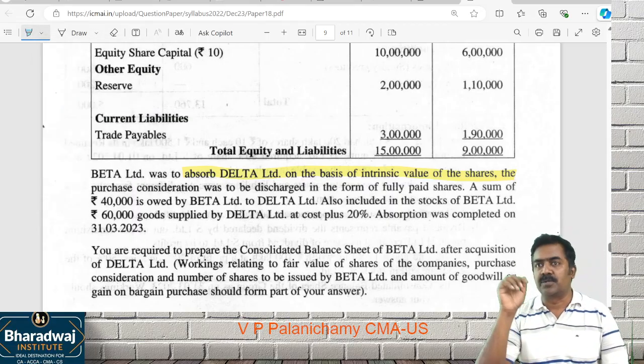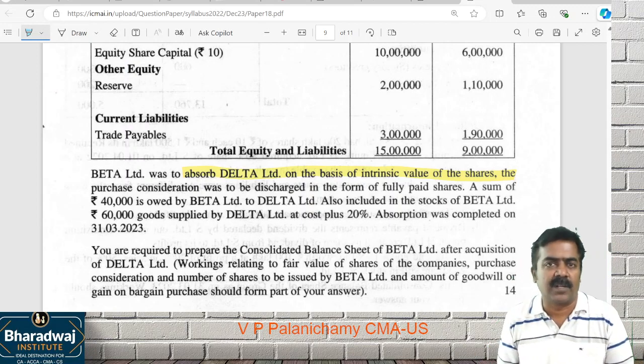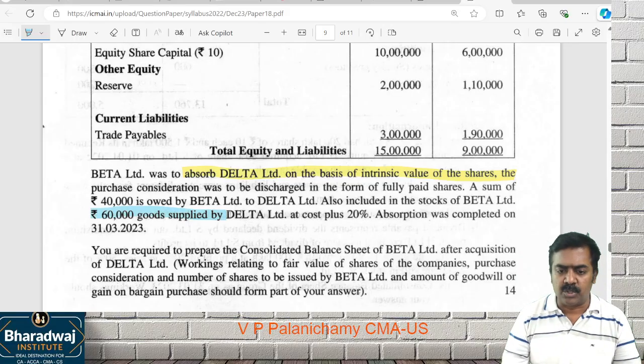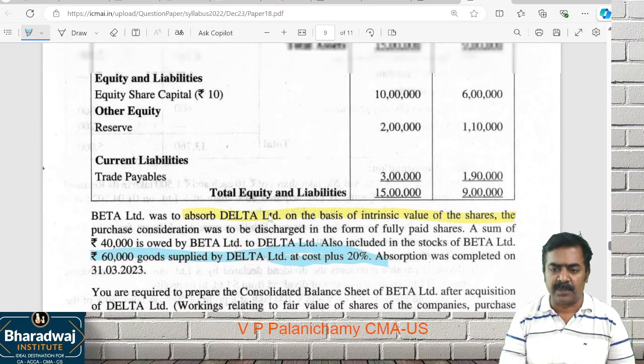We learned the entry also. Do you remember? We'll deduct both from payable as well as from receivable. And there is a mutual stock supply given to us. That will also be eliminated. Amalgamation was completed, and they asked you to prepare the balance sheet. It's a very simple question.